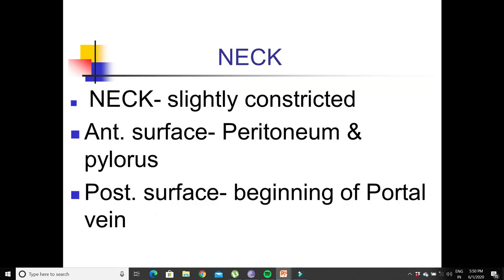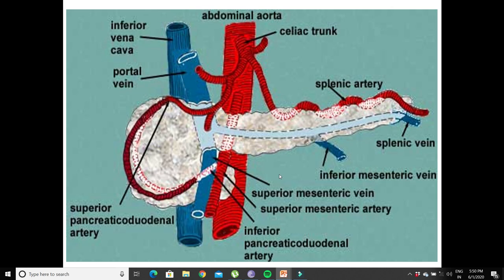Now we come to the neck. The neck is slightly constricted. The anterior surface of the neck is PP, and the posterior surface is P, which means the anterior surface is in relation with the peritoneum and the pylorus, while the posterior surface is in relation with the portal vein, the beginning of the portal vein. So we can see the neck which is slightly constricted. The neck is related with the peritoneum and pylorus, and posteriorly is the formation, the beginning, of the portal vein.